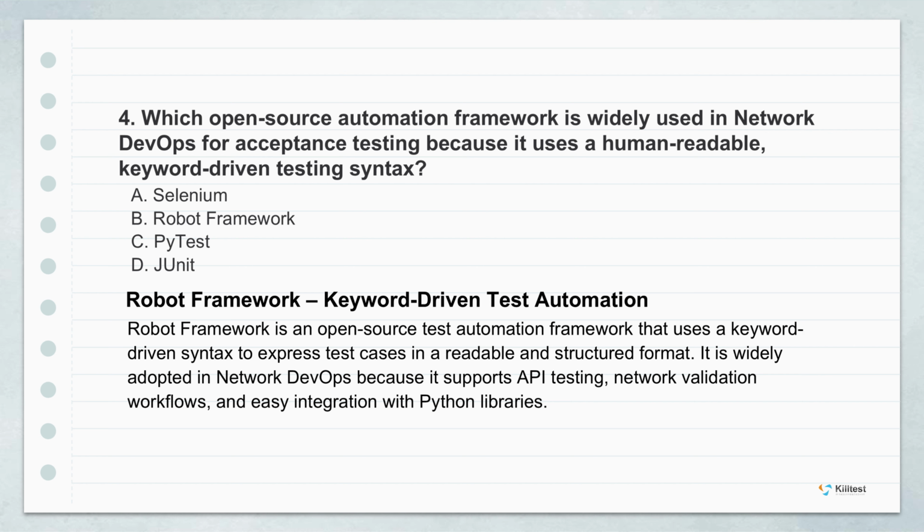And testing is arguably the most difficult cultural hurdle in network DevOps. It's not enough to verify the configuration applied. You need acceptance testing to verify the resulting network behavior. Did the BGP session come up? Is the API returning the right status code?